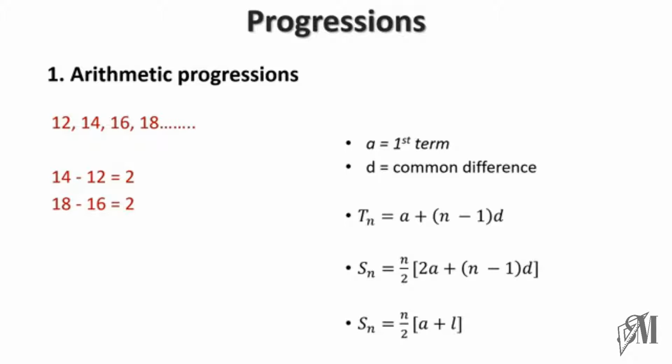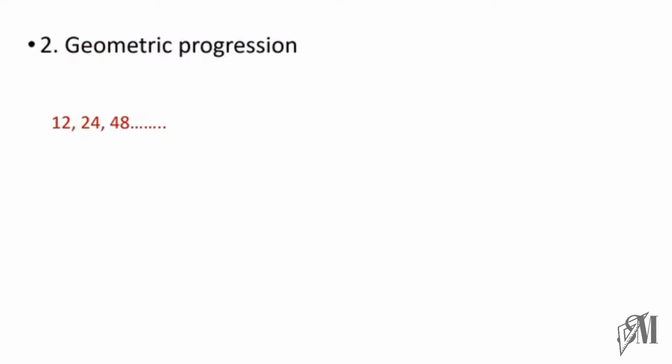The next type of progression is the geometric progression. If you see here, 12, 24 and 48 are in a geometric progression. Why do I say so? 12 is multiplied by 2 to obtain 24, and 24 is multiplied by 2 to obtain 48. So if you divide a term by the previous term, you get a common value. This value is called the common ratio of the geometric progression.